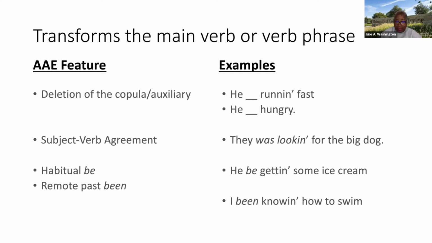Remote past been, I've been knowing how to swim. If you're from the South, you also know that this is part of the Southern English dialect. I've been knowing how to do something means I have known how to do that for a long time. So there are lots of different ways of marking time in African American English. Sometimes I talk about that. There are several different ways that you can mark time, and time is one of the areas that is really impacted by culture and cultural differences. Across cultures, time is so different about what constitutes on time. And so that's reflected in the dialect.